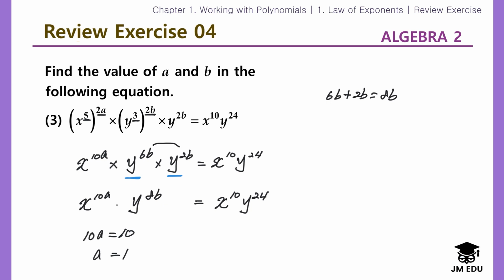And also 8b must be equal to 24. So b is equal to what? b is 3. So a is equal to 1, b is 3.